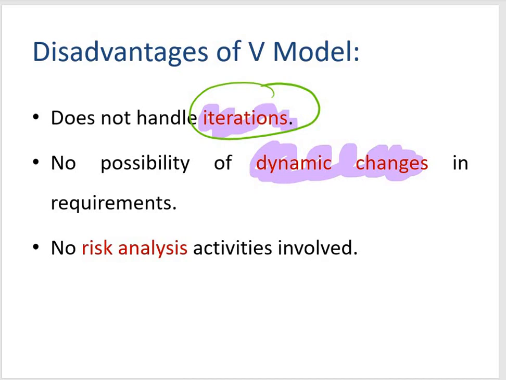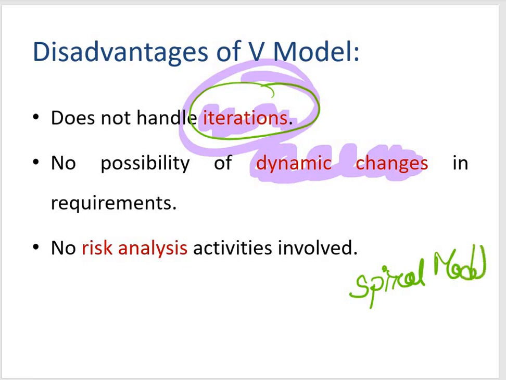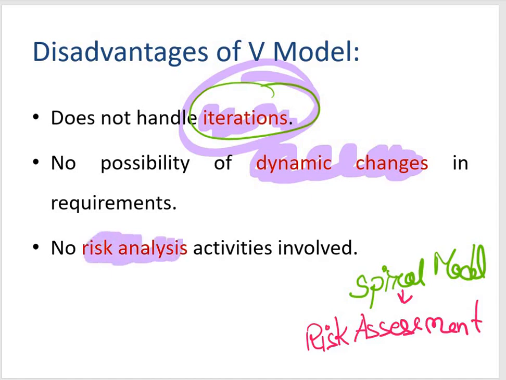Since we already saw those previous models where iterations were there, we saw that there are some advantages, but in this case, since it's not there, there are some issues in the sense that we are missing those iteration parts. And since we are missing those iterations, there isn't any possibility of dynamic changes in the requirements, because I don't have the concept of iterations in this particular one.